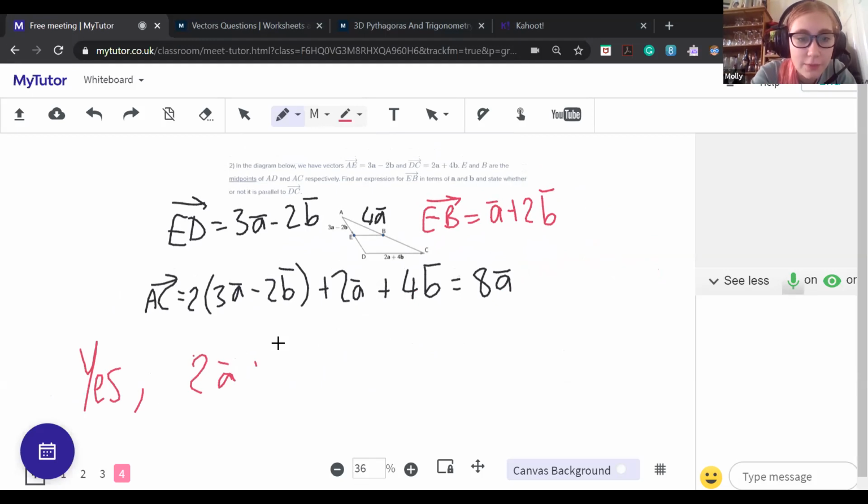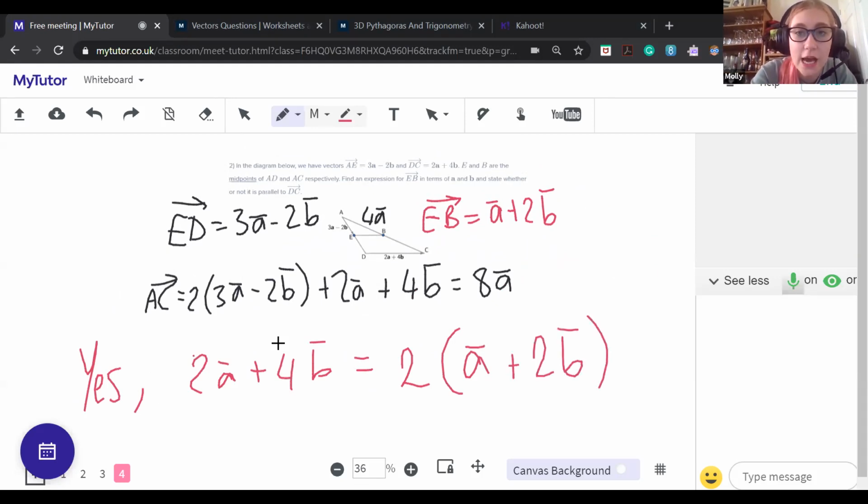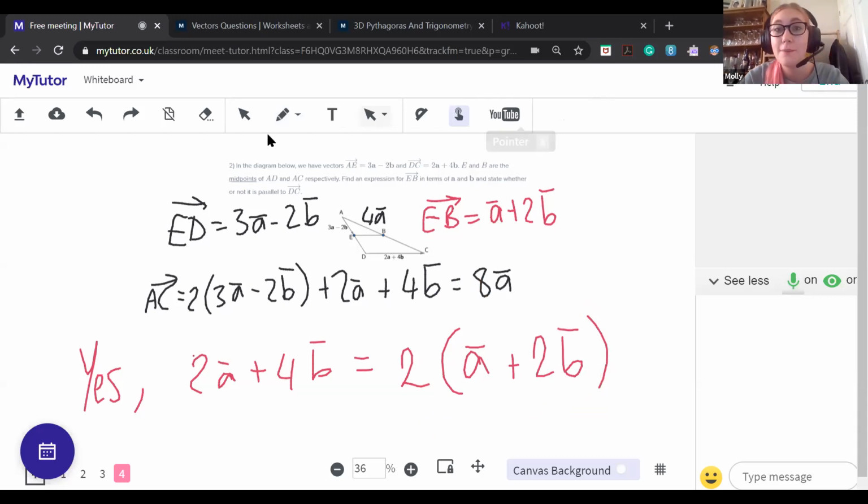DC, so 2A plus 4B, that's equal to 2 lots of A plus 2B. So you see how we've represented it as a multiple of this. You have to write out what the multiple is. But loads of you had exactly the right idea and were saying that it was a multiple. Perfect. You could also say that this is half of this. Doesn't matter which way around you say the multiple.